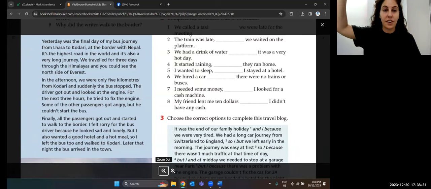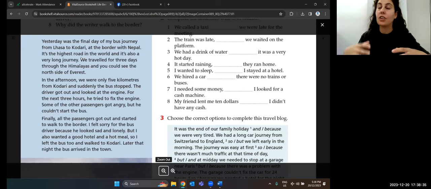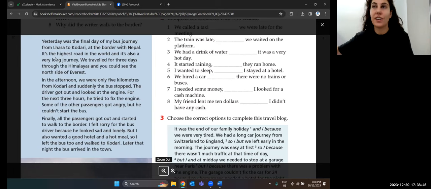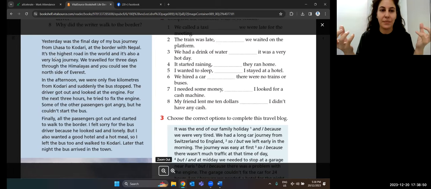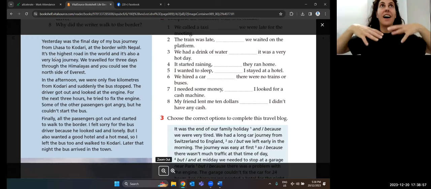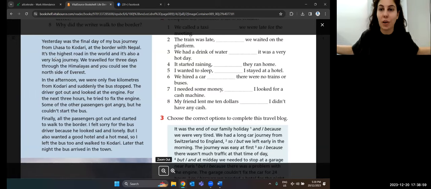So the road is very high in the world. You remember, you're comparing the road not to another road, but in the world. The EST means I'm comparing it to many things in the world. He didn't say the road is higher than the road in Brazil. He's not comparing two things. He's not just talking about one place. It's a high road. He wants to say, wow, this is the highest road in the whole area, the whole place, the world.